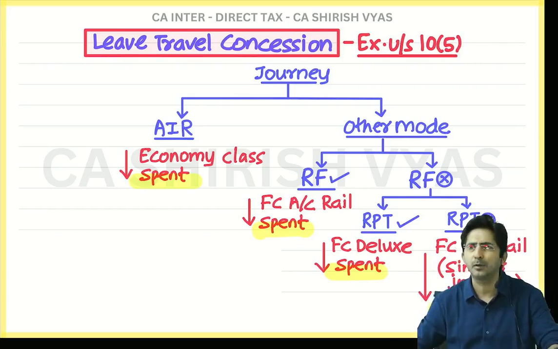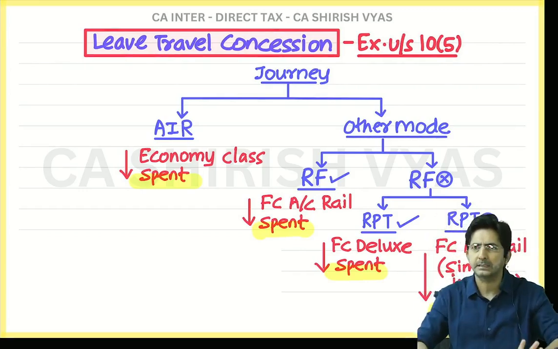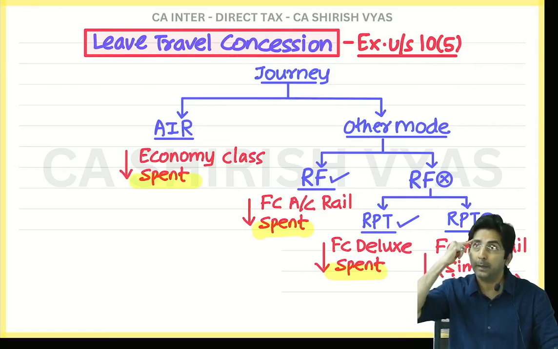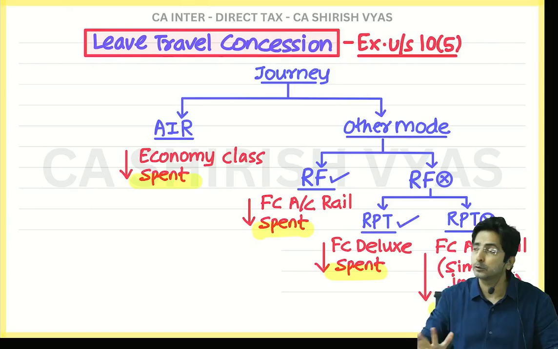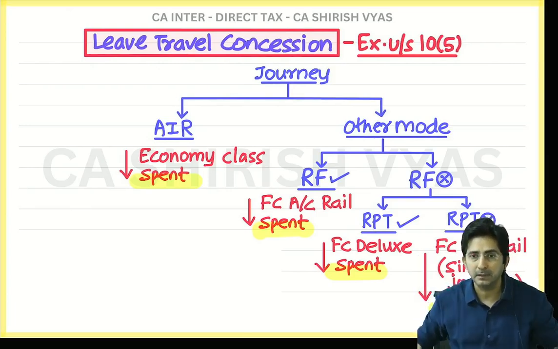You make a formula: standard fare or amount spent, whichever is less. And what is the standard fare? That you have to remember. If you are going by plane, economy class. Otherwise first class AC rail fare. And if that is not possible, first class deluxe fare or RPT. If that is also not possible, then first class AC rail fare or similar journey. And all amounts are compared with amount spent, whichever is less.